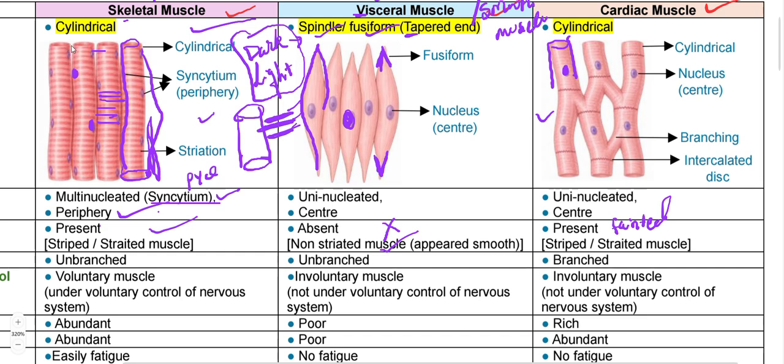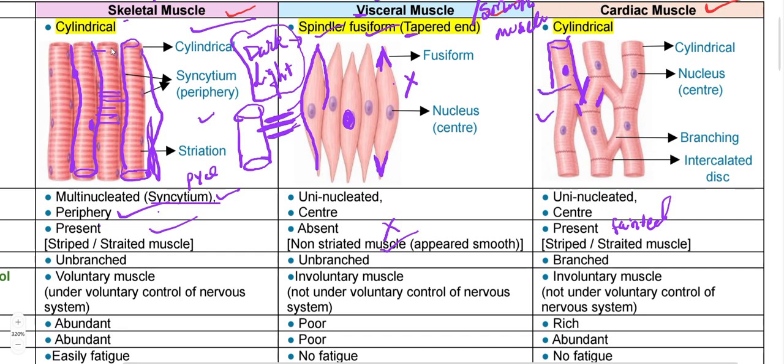Then let's see whether the muscles are branched or not. Can you see any branching in the skeletal muscle? I cannot see. So these are unbranched cells, right? Unbranched muscle. Can you see the branching over here? No. So these are also unbranched. But can you see the branching over here? See, these are the branches. So the only muscle which is branched is your cardiac muscle.